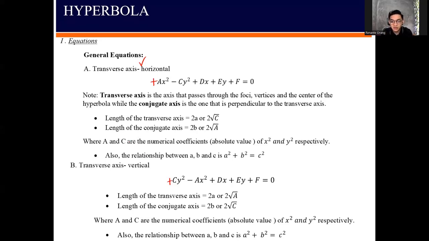So, horizontal and vertical. Again, take note, the length of our transverse axis is 2a or 2 square root of a, na malaki. The length of our conjugate axis is 2b or 2 square root of c. So kabaliktaran na siya, where a and c are the numerical coefficient or absolute value of x squared and y squared respectively. Yan yung mga coefficient na katabi ng x squared at y squared natin. Also, the relationship between a, b, and c is just the same kanina, which is a squared plus b squared is equivalent to c squared.